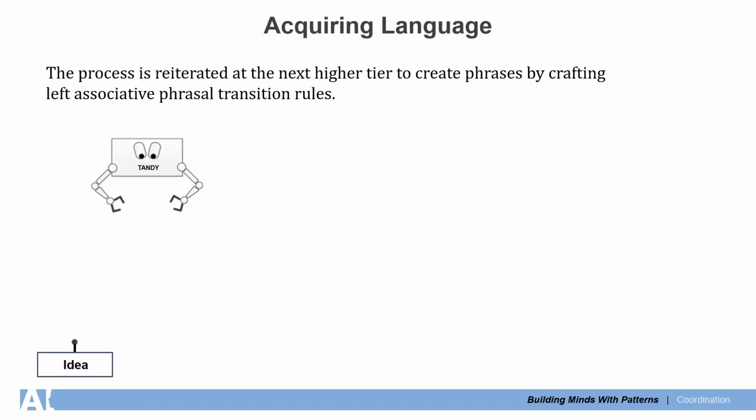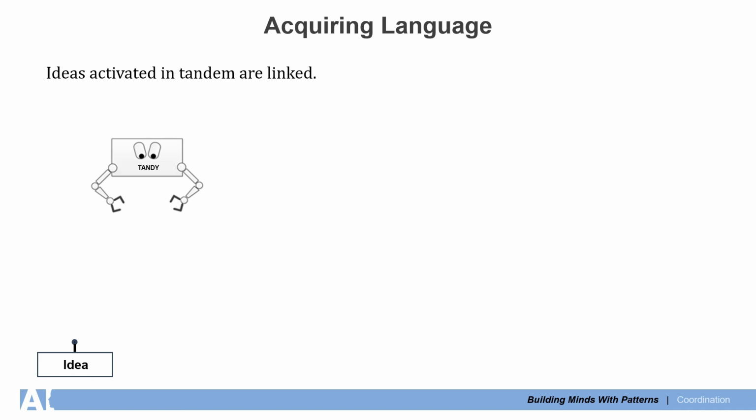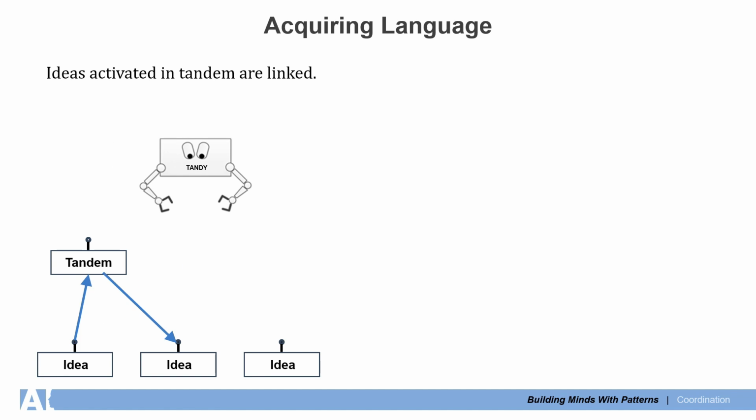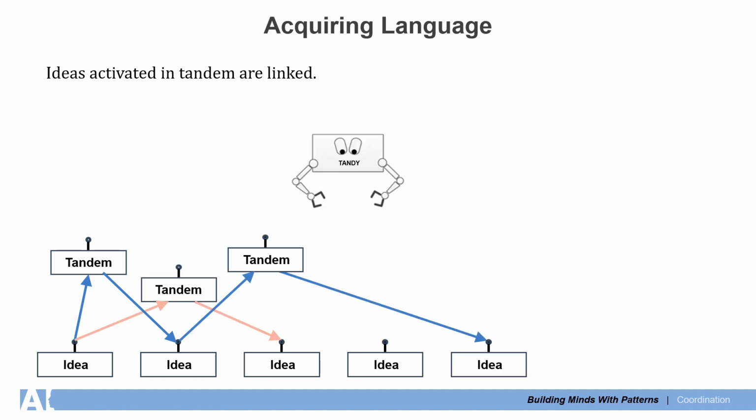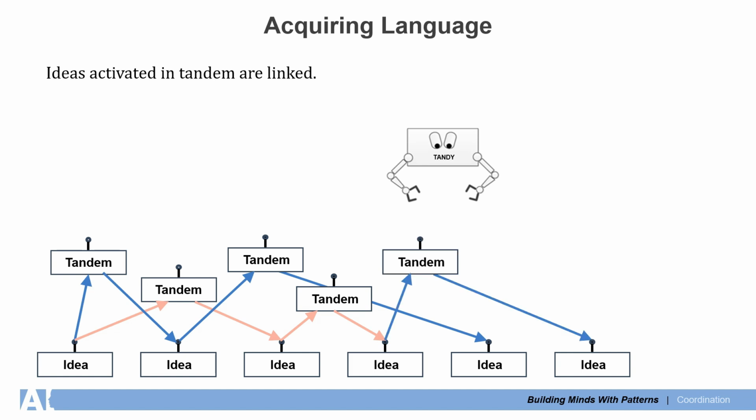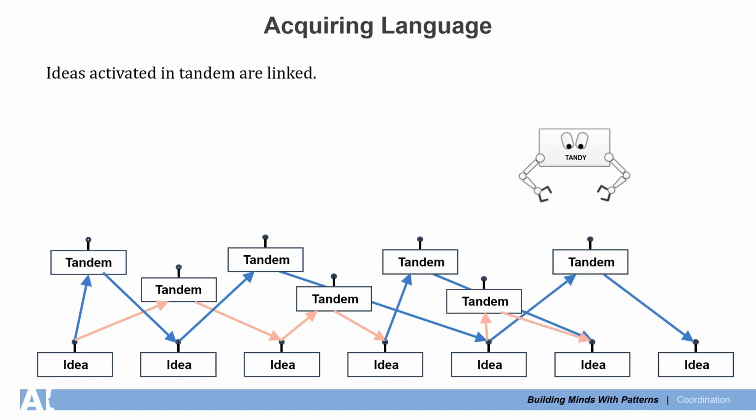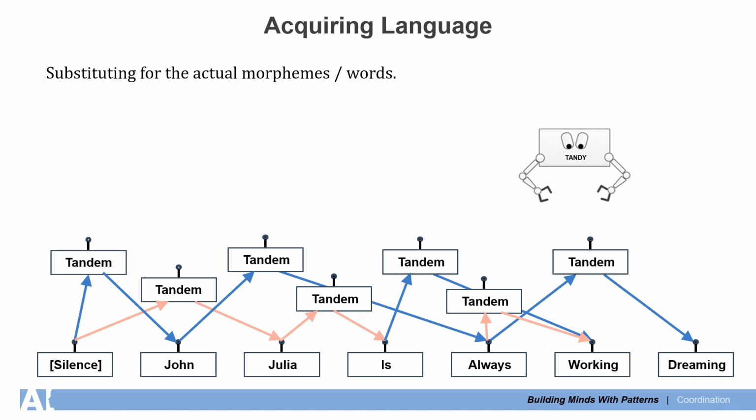The process is reiterated at the next higher level tier to create phrases by crafting left associative phrasal transition rules. Ideas activated in tandem are linked. Here we substitute the actual morphemes or words for the ideas so that we can have a better view. So we see that John, Julia, is, always, working, and dreaming are ideas that have been activated, that have been encountered, that have been constructed.